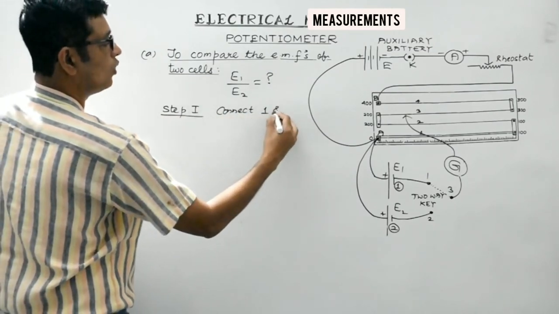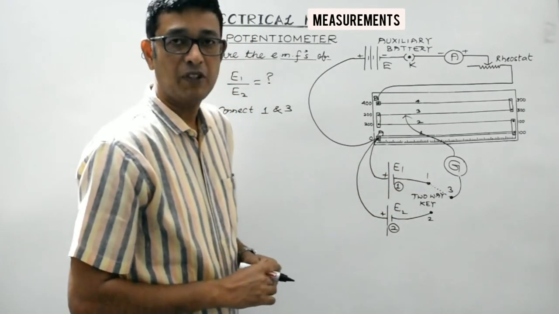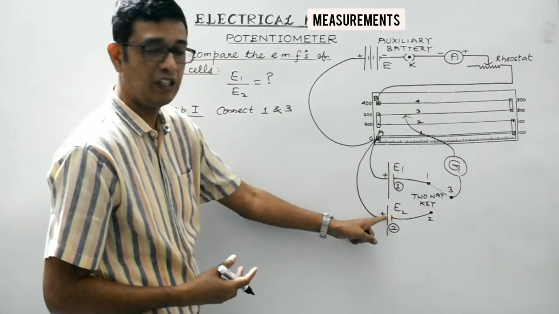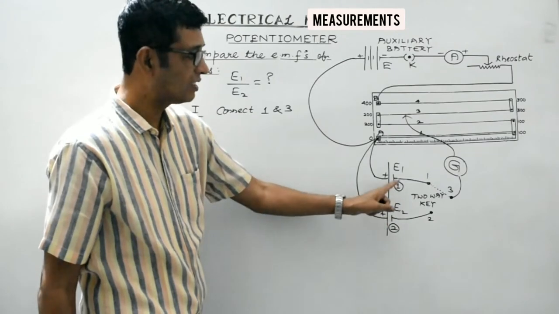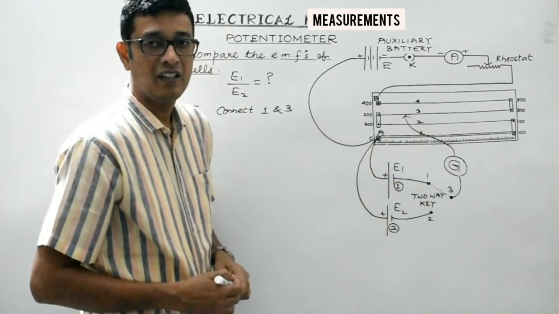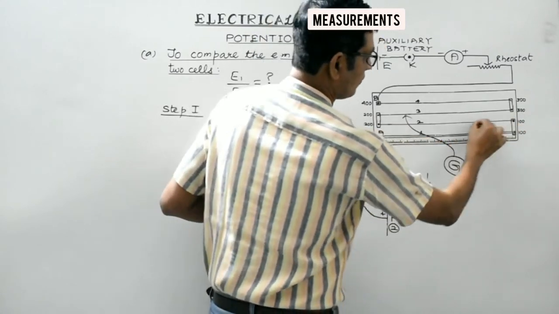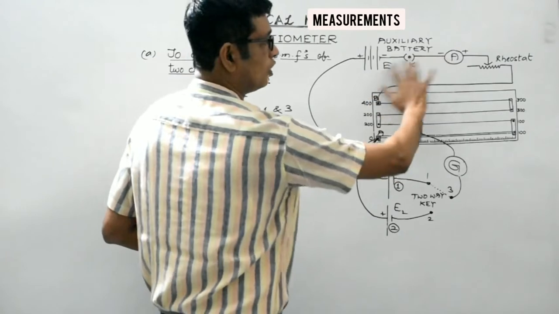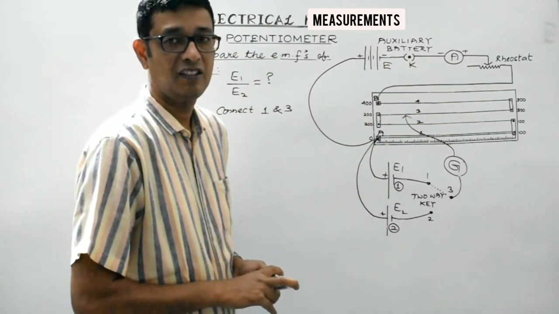Connect 1 and 3. So what happens is, the cell of EMF E1 will come into this circuit, while the cell of EMF E2 will be out of the circuit. It won't play any role. So only this cell will come into the circuit. Then what you need to do is slide the jockey and ensure that the current flowing through the circuit during the procedure must be constant, right?